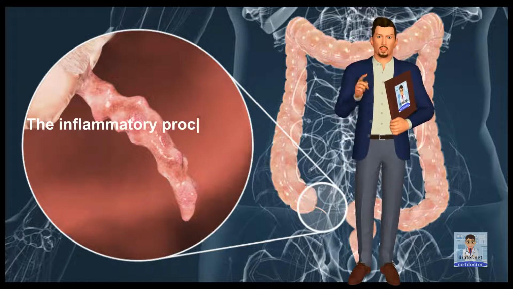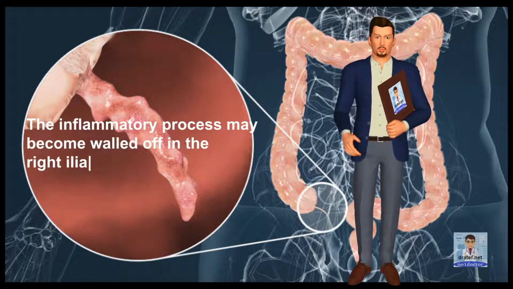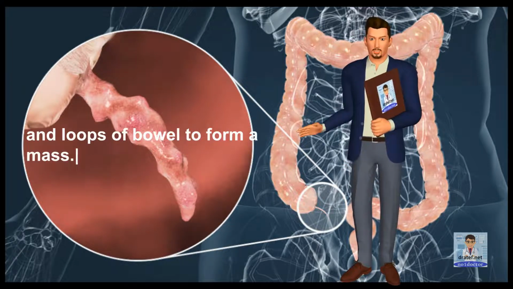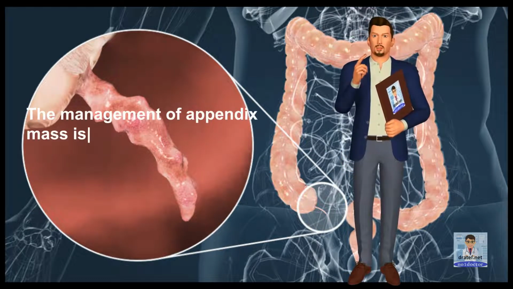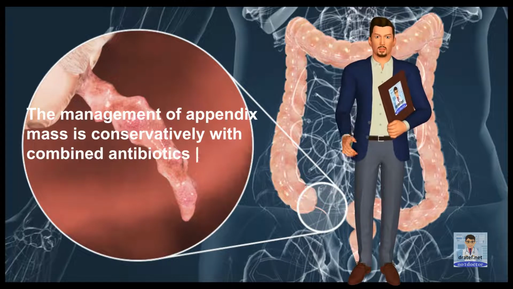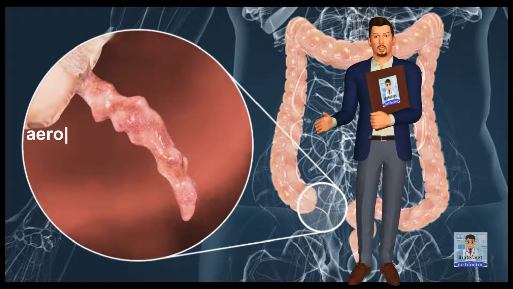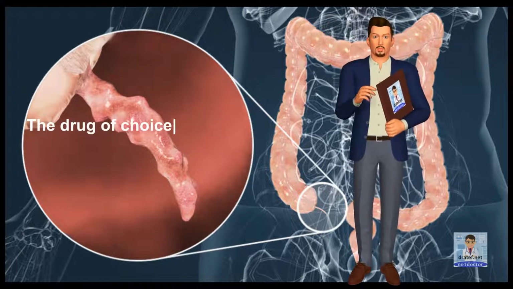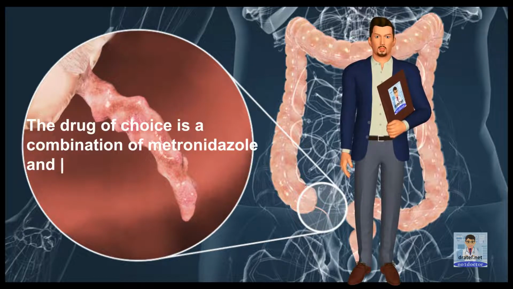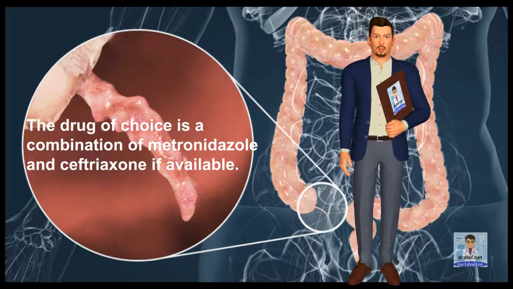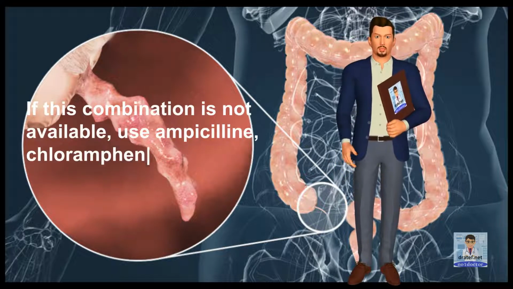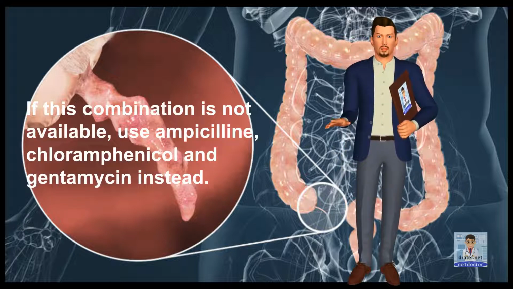The inflammatory process may become walled off in the right iliac fossa by omentum and loops of bowel to form a mass. The management of appendix masses is conservative, with combined antibiotics for anaerobes, aerobes and gram-negative bacteria, and fluids. The drug of choice is a combination of metronidazole and ceftriaxone if available. If this combination is not available, use ampicillin, chloramphenicol and gentamicin instead.